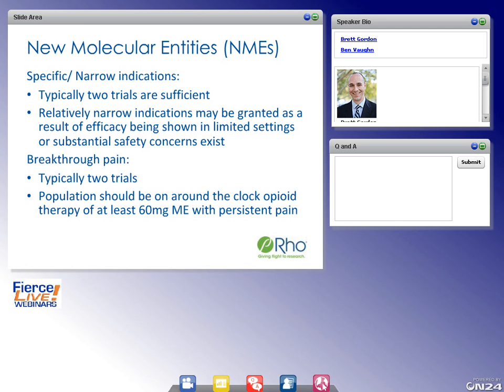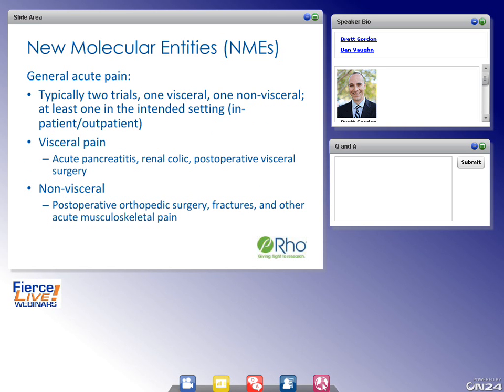Moving on to general acute pain. Here we begin to see the first general indications outlined in the new guidance that allow for some degree of generalizability. For the purposes of this guidance, acute pain is defined as pain that's self-limiting and generally requires treatment for no more than up to a few weeks.